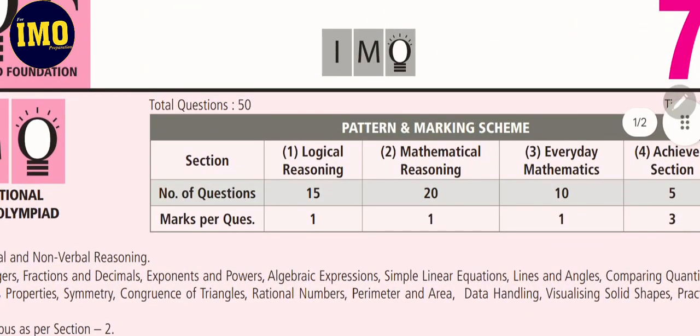From the starting, if we are talking about logical reasoning, the number of questions is 15. Each question contains 1 mark. Then mathematical reasoning has 3 questions and each question contains 1 mark. Then everyday mathematics has 10 questions and each question contains 1 mark. Last is the achiever section, which has 5 questions only and each question contains 3 marks. So the total marking of this paper will be 50 and the time is 1 hour.